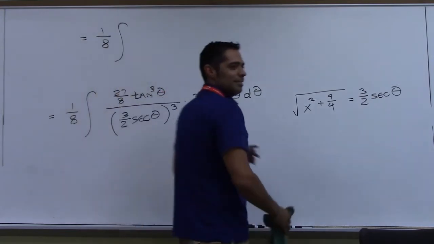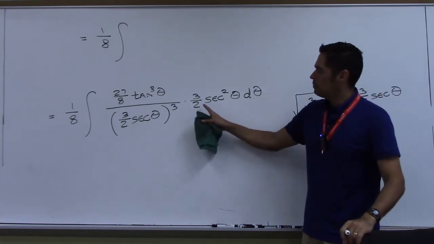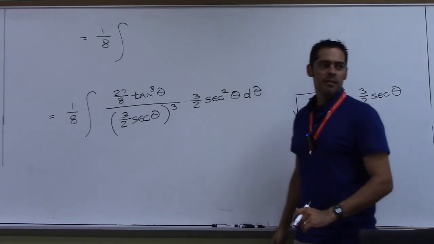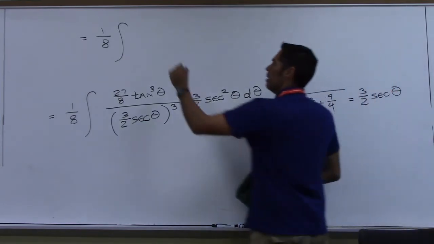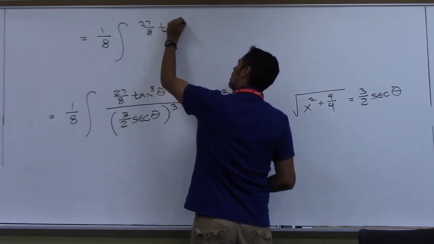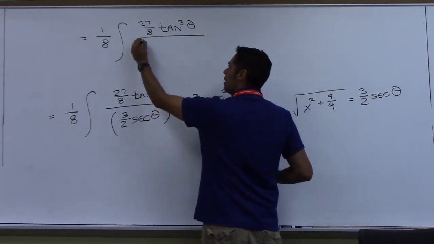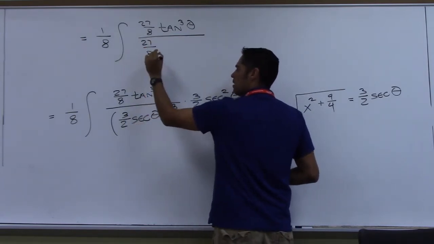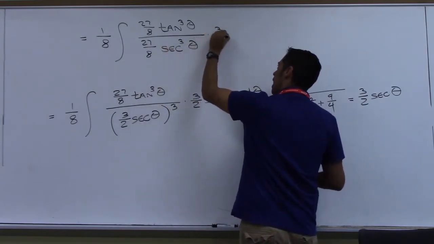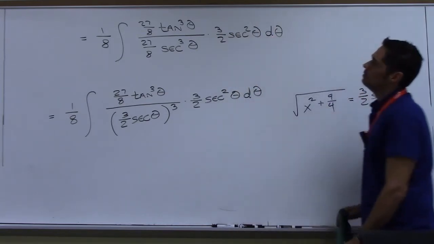Cancel what? 3/2 secant squared theta? No, because I've got to cube it first. So I have to be a little careful with that. I have 27/8 tangent cubed theta over, now I'm cubing each of these. Cubing 3/2 gives me 27/8 again. Secant cubed theta times 3/2 secant squared theta d theta.